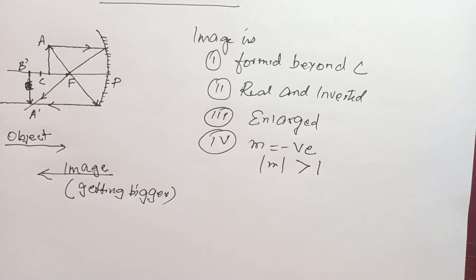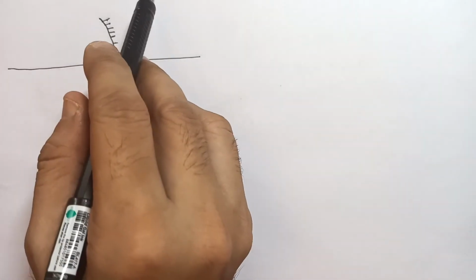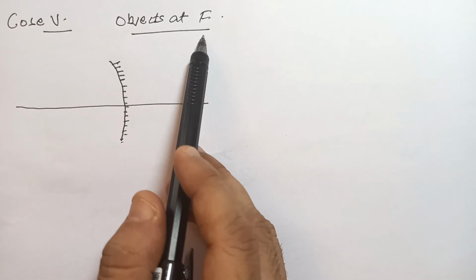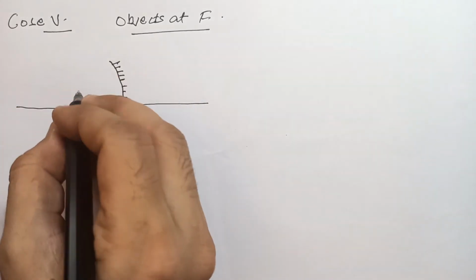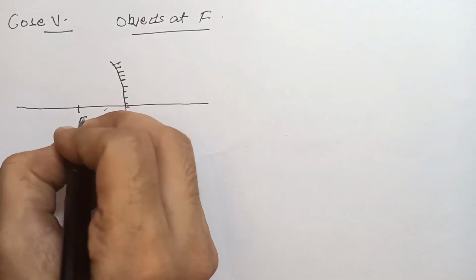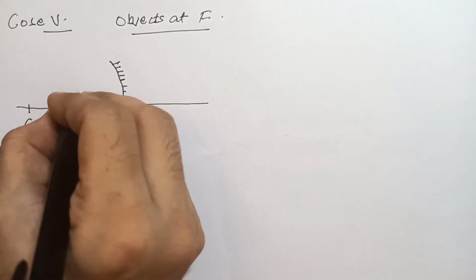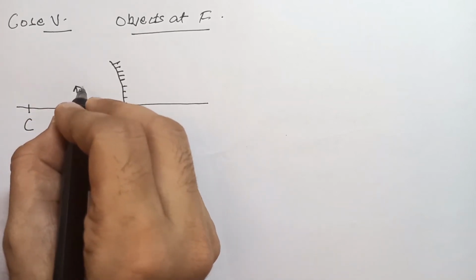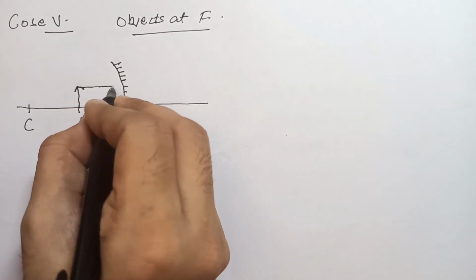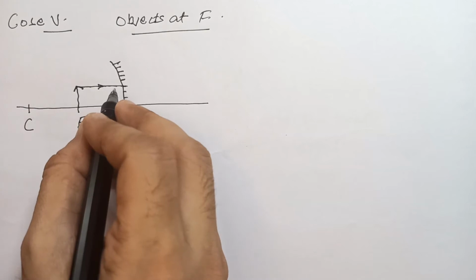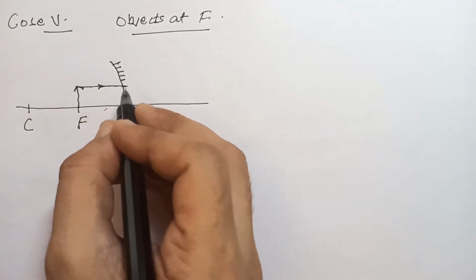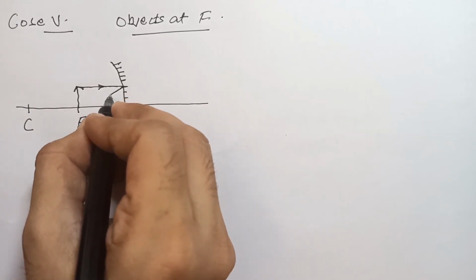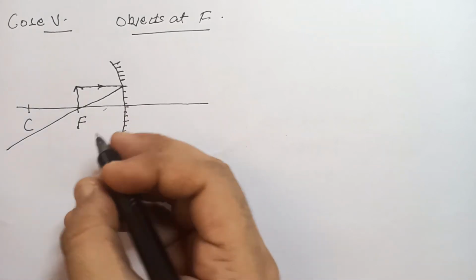Okay, now let's take case number 5, when the object is at F, as you see in the slide. This is F, and this is C. At F, the object is placed. One ray will go parallel to the principal axis, and then it will go through F.